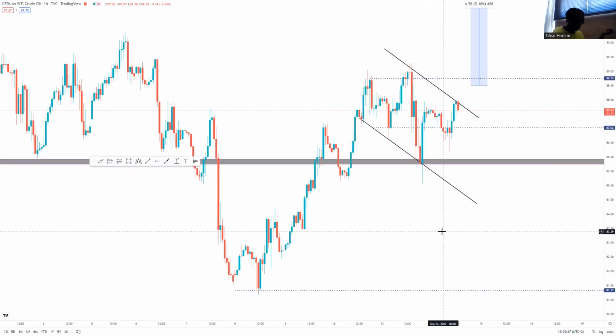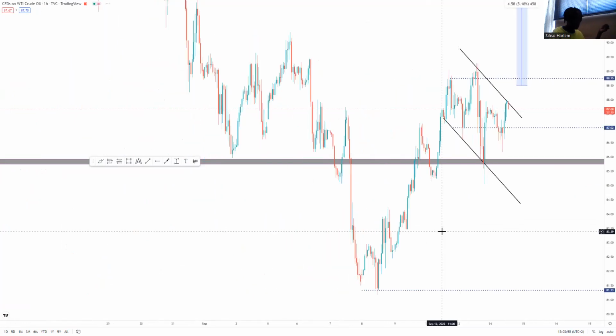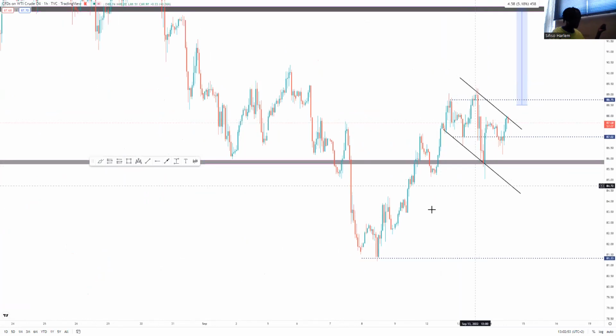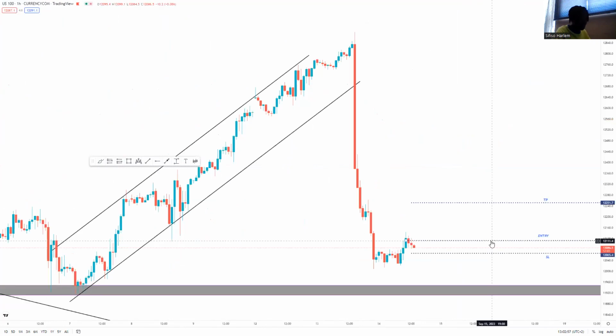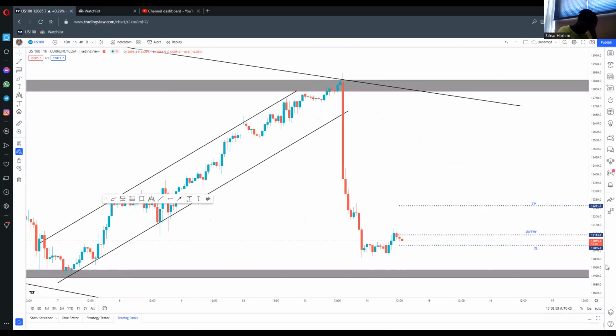Oil, can't say much. Price was holding the support zone. Price spiked the intraday support zone and continued to the upside. So yes, sir. That's it. Can't say much.